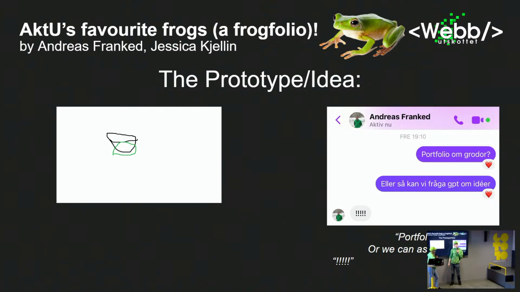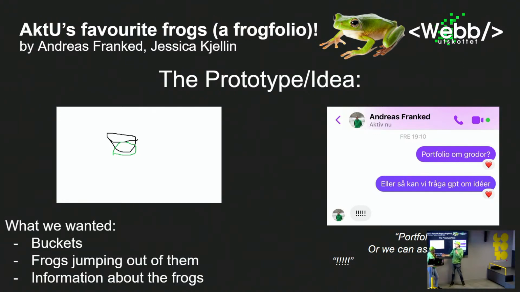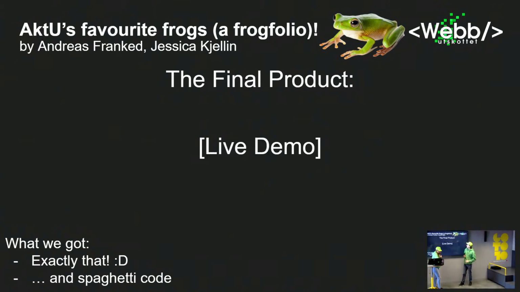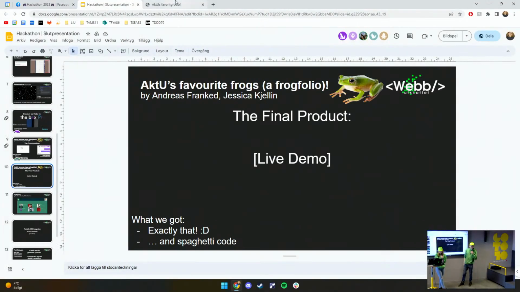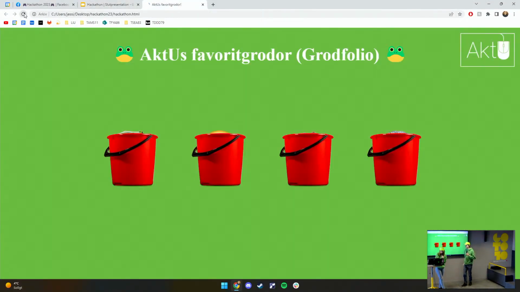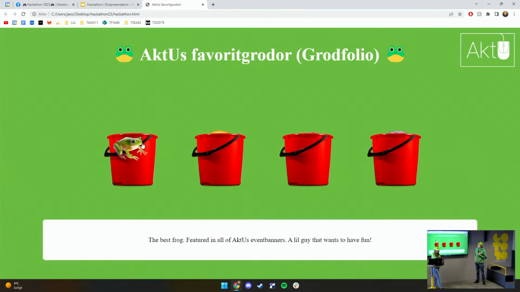So the idea is that this frog starts out in the bucket, and then when you click on it, it jumps out and then you get some information about the frogs. So we got exactly that and some spaghetti code. Lots of hard-coded values. So this is the page, our favorite frogs, and then this little guy peeks out. When you click on it, boom, the best frog.